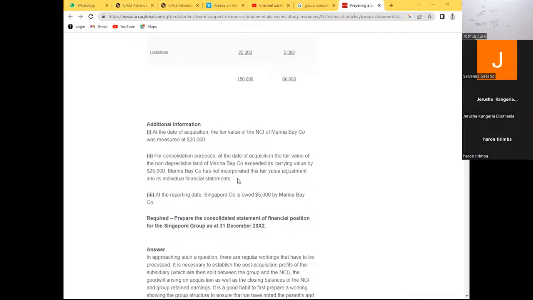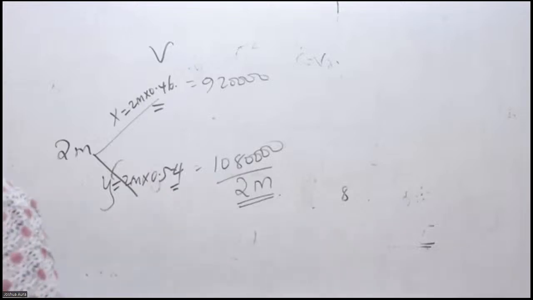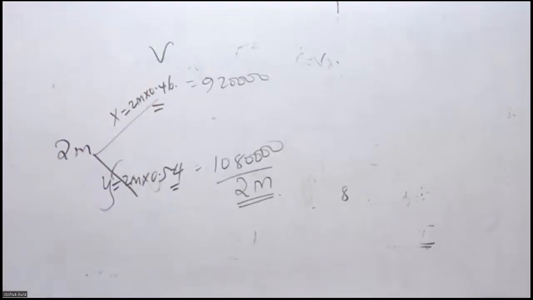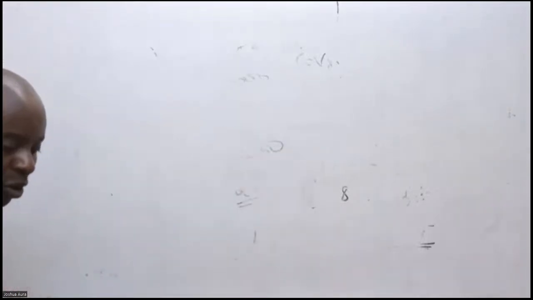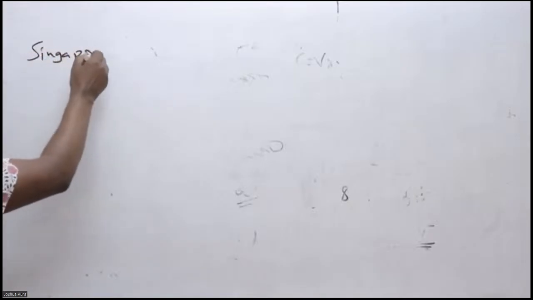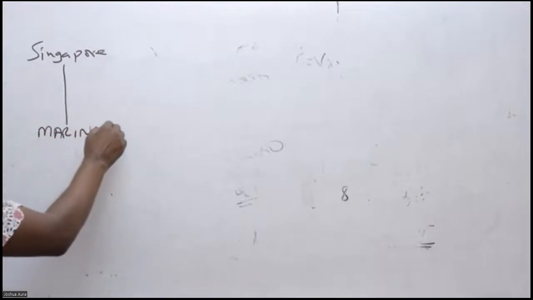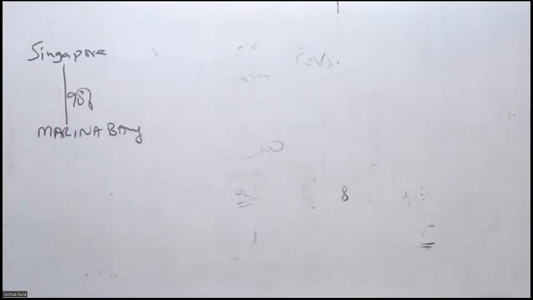If I'm given this kind of question, if it's a group question, where do I start from? Ladies and gentlemen, what I will do, I will come straight away and just mark my group structure. So I have a company called Singapore, which in this case here has bought a company called Marina Bay, and they have bought 90%. They have bought 90% of the shares of Marina Bay.